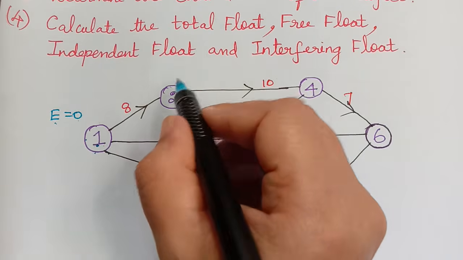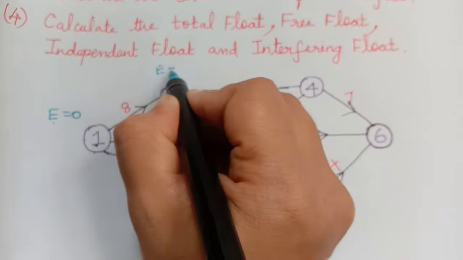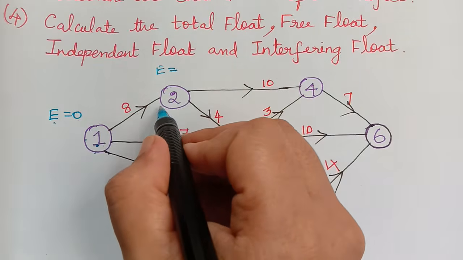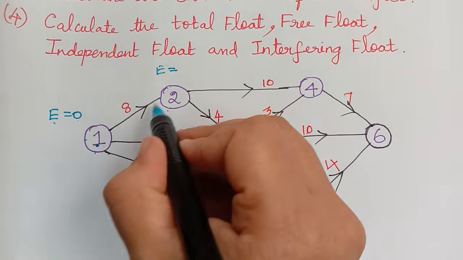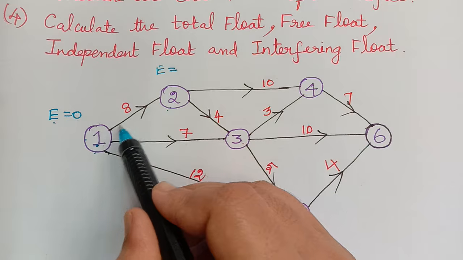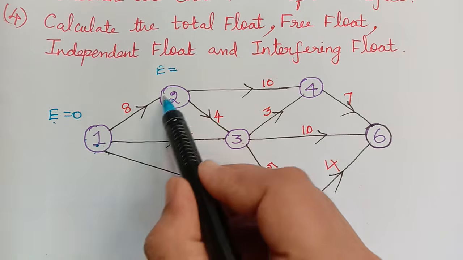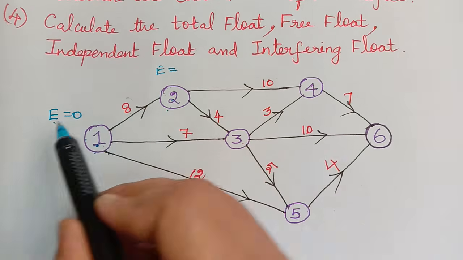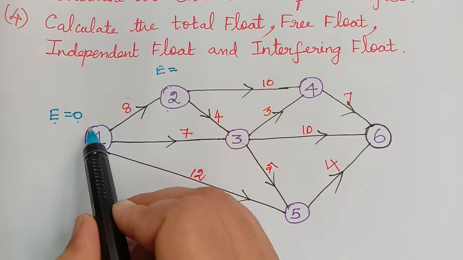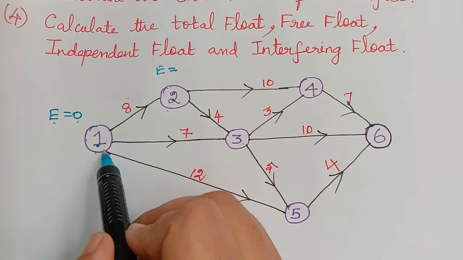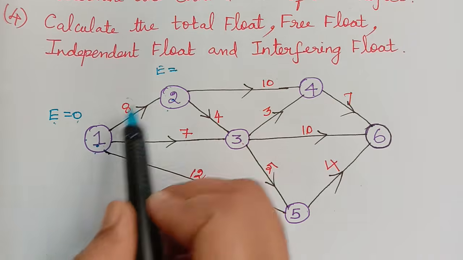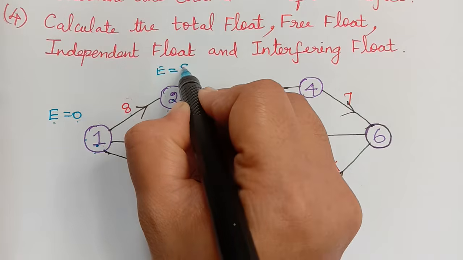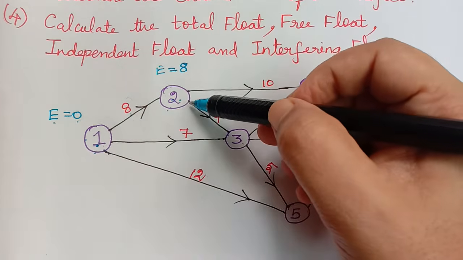Now for this event, we have to check how many arrows are coming in, that is, how many activities are coming to this event. If you see, there is only one activity from 1. In that case, you should just add this duration to the earliest occurrence of the previous event. The previous event is 1 and the duration from 1 to 2 is 8 weeks. So 0 plus 8 gives E equals 8. Now we are finished with the event 2.